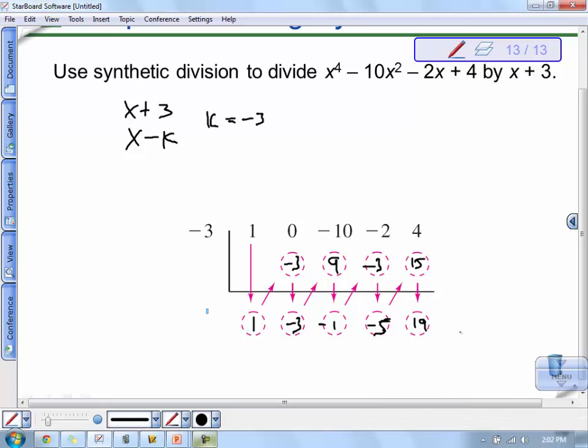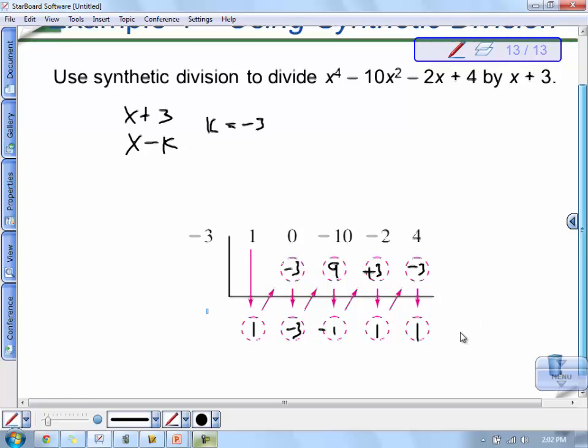I'm sorry, I made a mistake. This is negative 1. So when I multiply, this becomes positive 3. So this becomes positive 1. And then I multiply, this becomes negative 3. And this would become positive 1. So I'm sorry, the remainder is positive 1 here.